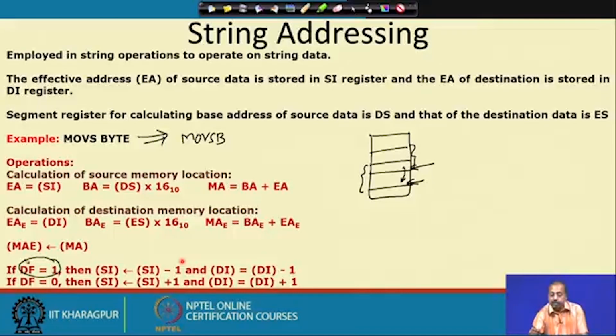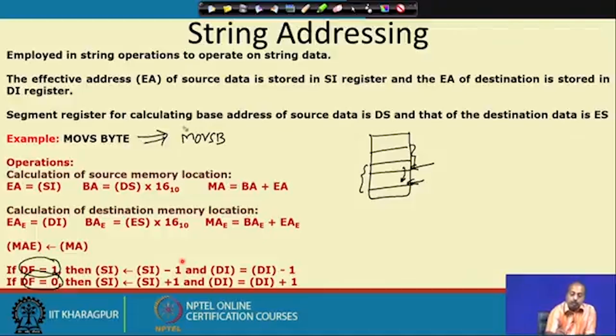Otherwise, if the overlapping is in the other direction, I have to set the DF value equal to 0, so that the SI and DI values will be incremented after every transfer. And we can have the CX register initialized to some count, to specify how many bytes you want to transfer.